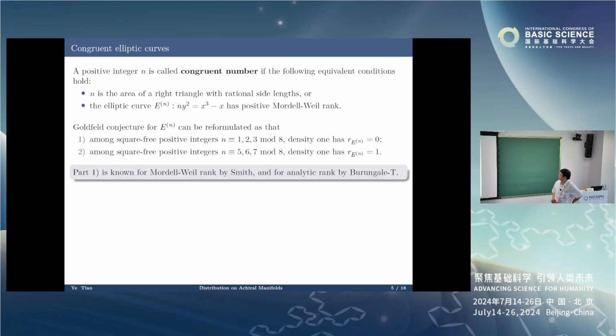Now part 1 is known for Mordell-Weil rank by Alexander Smith. And for the analytic rank, it is my joint work with Burungale, through this p-converse for the rank 0 case and p equals 2. And the way Alexander Smith proved this Goldfeld conjecture for Mordell-Weil rank is through the same rank for p equals 2.